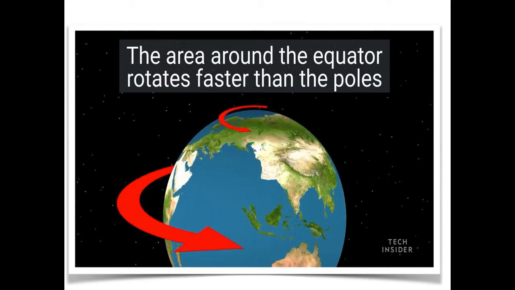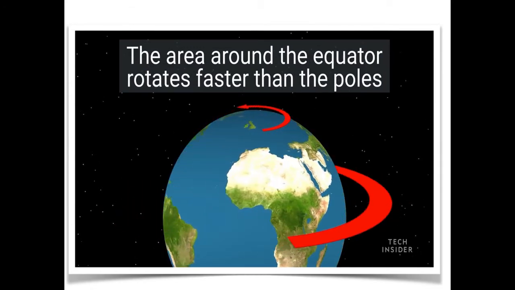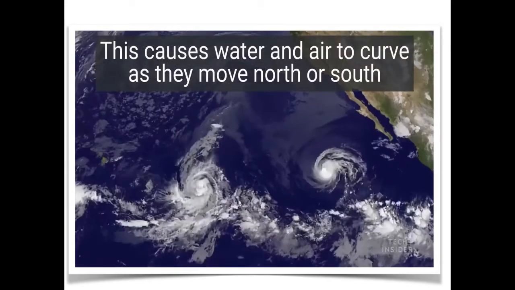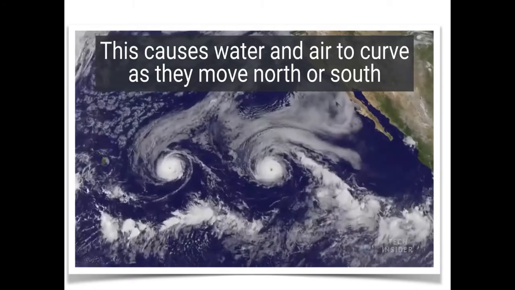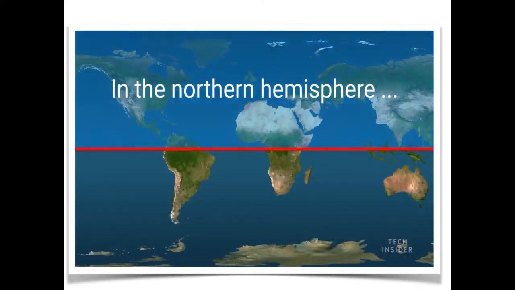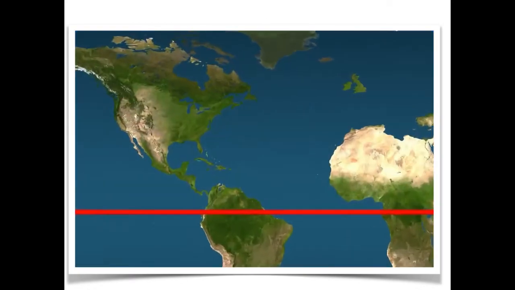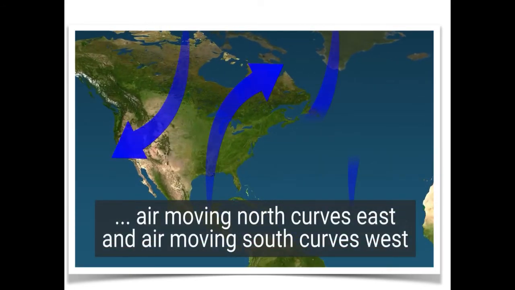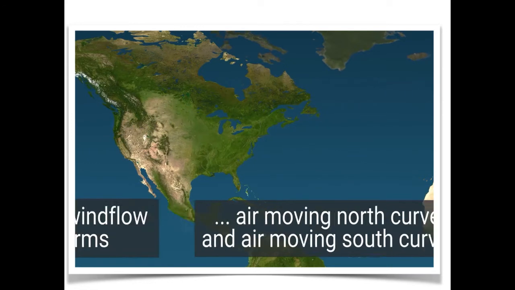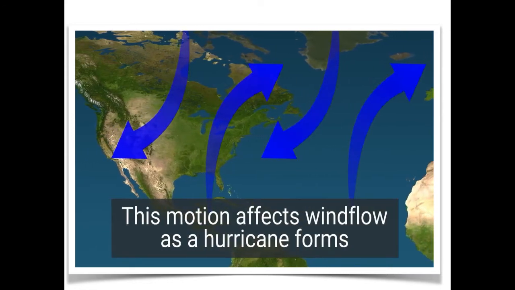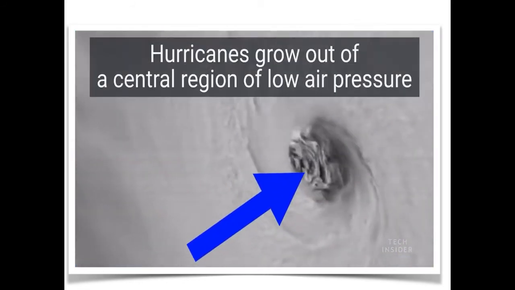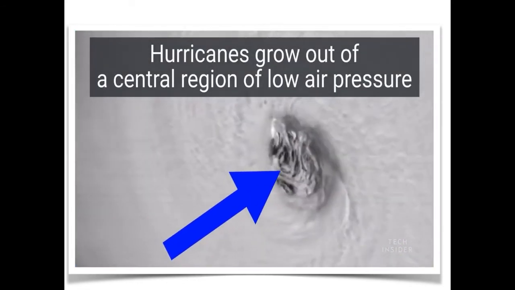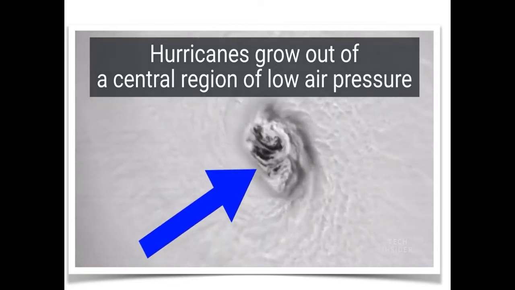You see, around the equator, the Earth rotates faster compared to the poles. Because of that, air and water both are curved, air on the top and water on the bottom. In the northern hemisphere, what happens? With the Coriolis force, you can see air moving north curves east, and this becomes the hurricane. Okay, so the hurricane grows at the central region with low air pressure, and this is how it looks from the top.